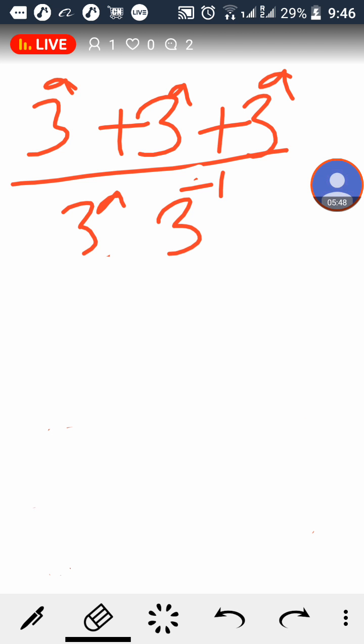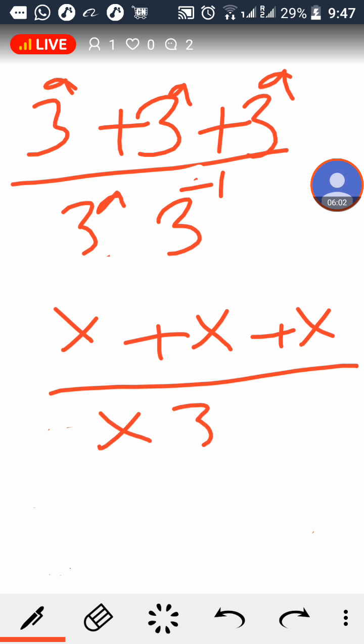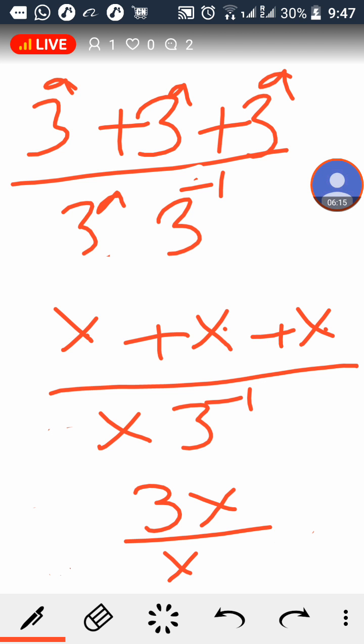Again, let me erase all this. Here we said 3 to power a equals x. So what you will get is x plus x plus x over x times 3 to power negative 1. Now you see here you have x and x. That is just 3x. And what we have down is x times 3 to power negative 1.